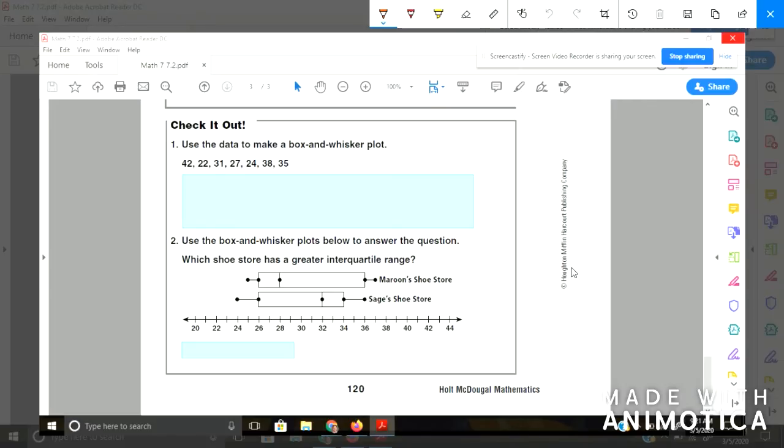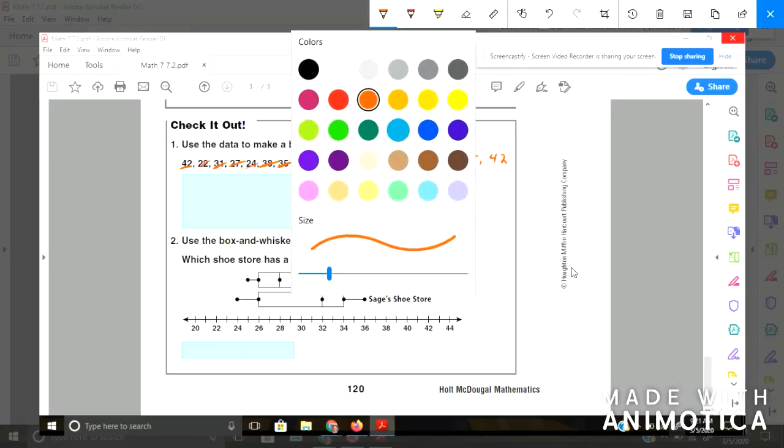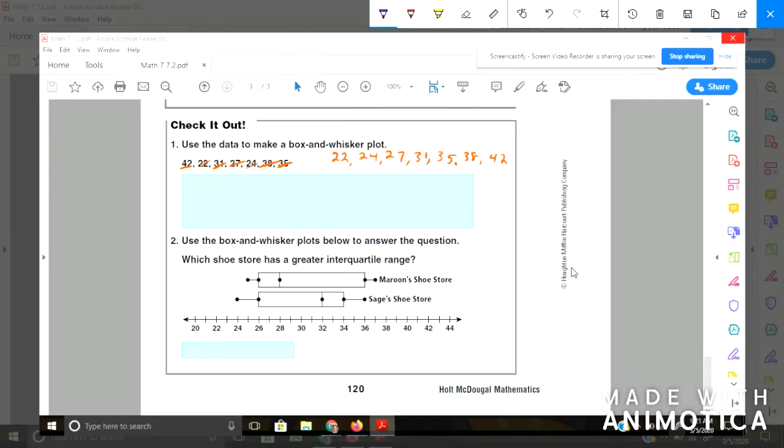All right, so the first thing that I want to do is, if you remember, order my numbers least to greatest. So what is my smallest number here? Looks like it's 22. Okay, and then 24, and then 27, and then 31, 35, 38, and 42. All right, so 1, 2, 3, 4, 5, 6, 7. This is going to be nice. It's nice when you have an odd number because then you don't have to keep finding averages.